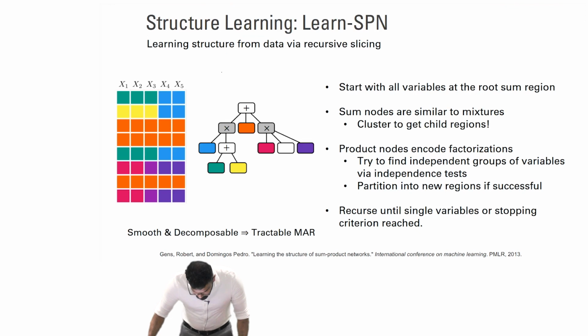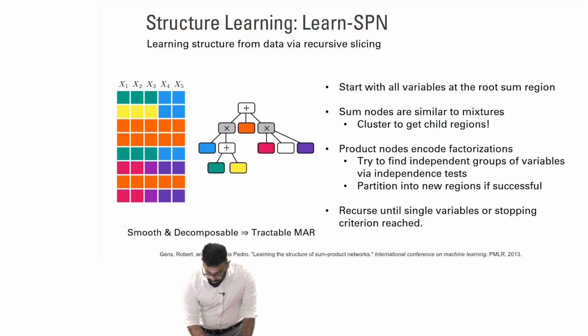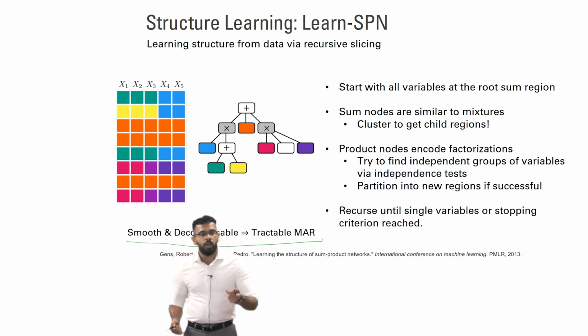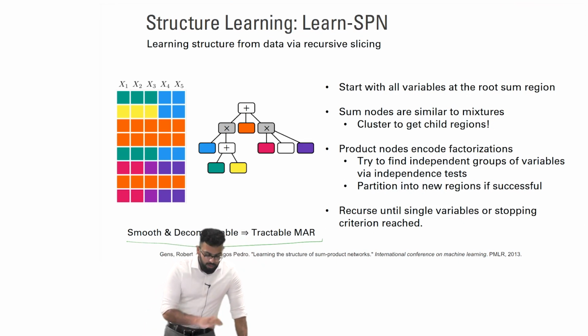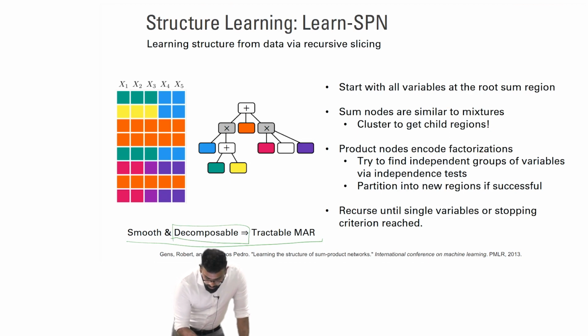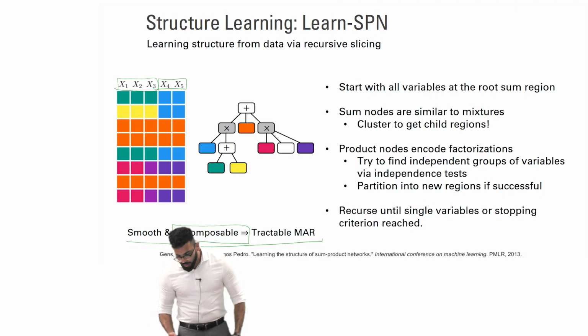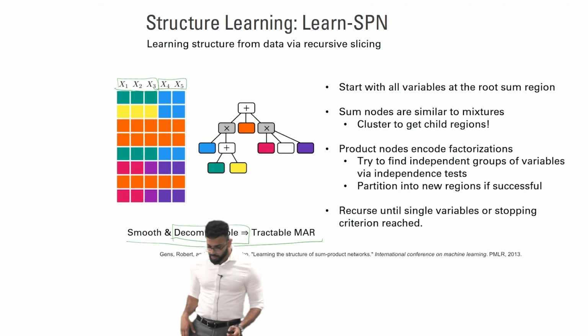Now, the way we constructed this, the structure learning by construction, satisfies smoothness and decomposability. Why is that? Smoothness can be enforced. All it needs is to ensure that your variables have the same scope, or have the same support, sorry. And decomposability needs your variables to have disjoint scope, and we ensured that we were splitting the variables into disjoint partitions when we were running the independence test, right? So the way we are constructing this, by construction we are ensuring that these properties are always satisfied, right? So they are tractable for marginal and conditional inference.